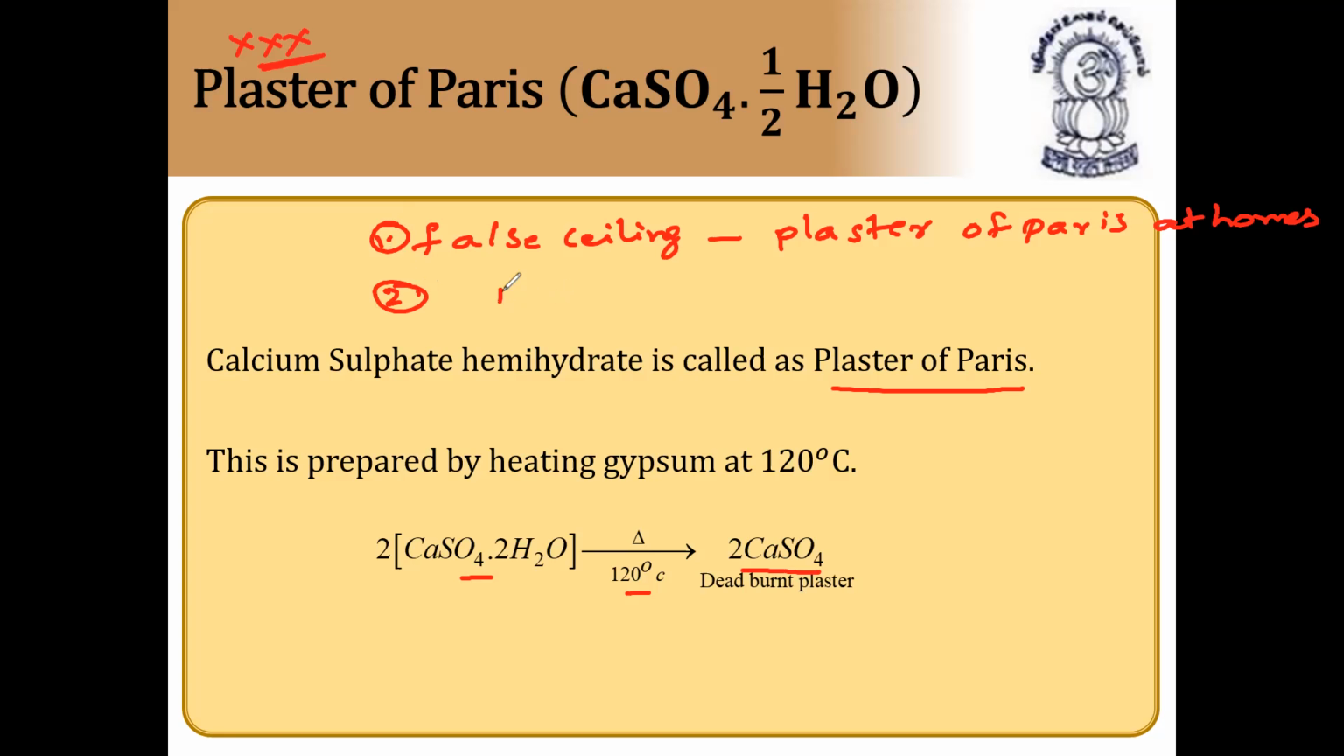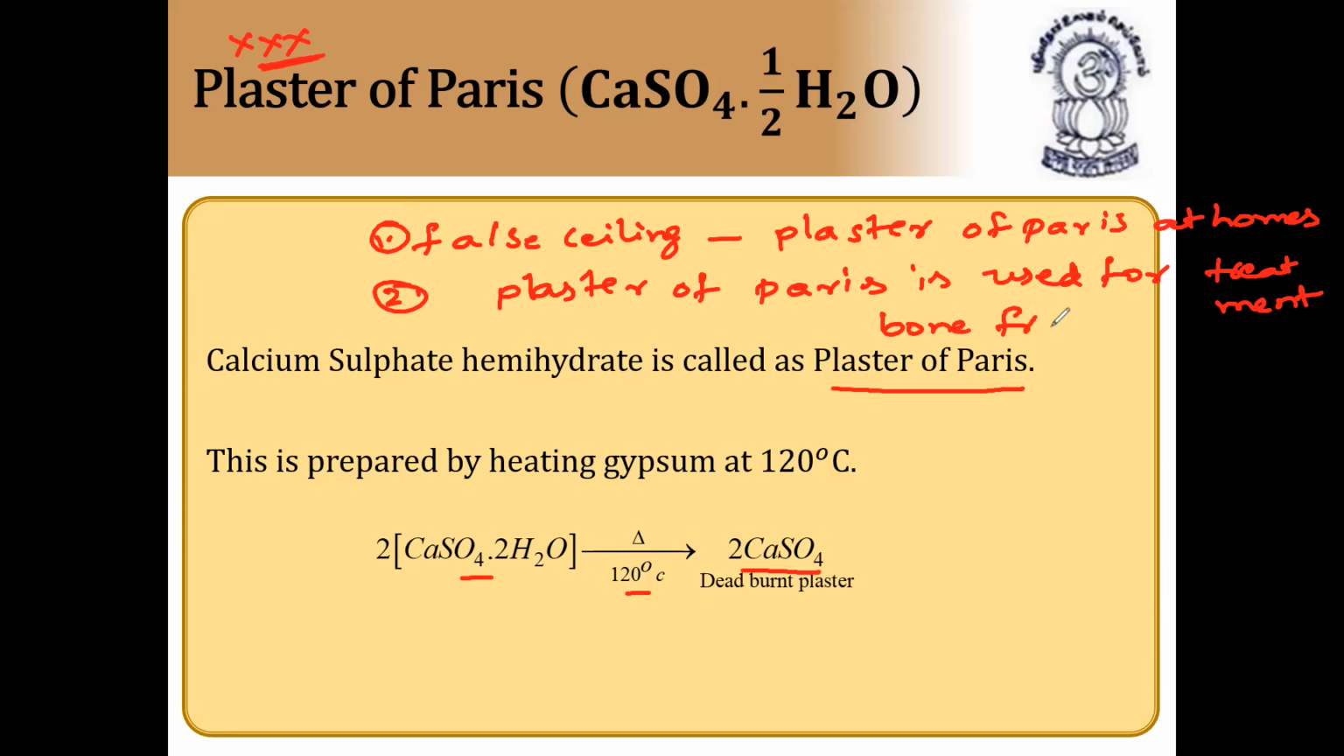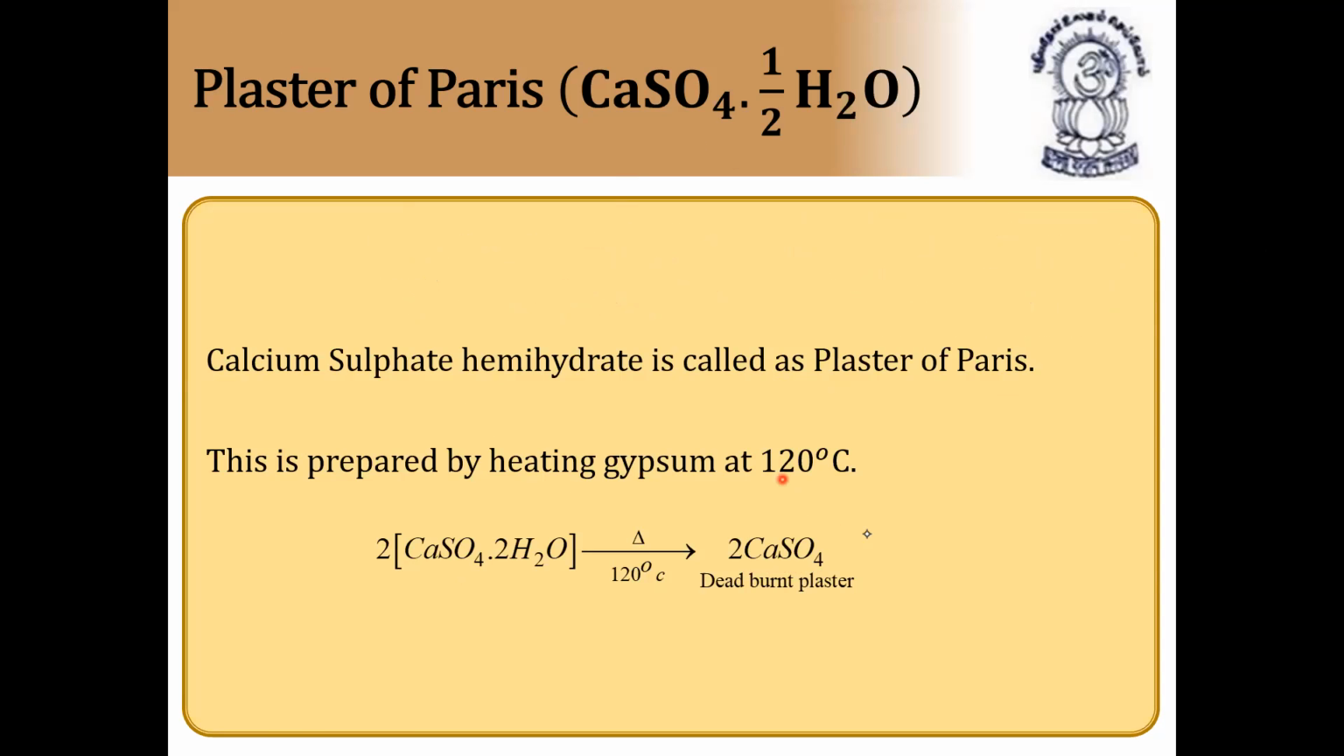Plaster of Paris is also used for treatment of bone fractures, bone fractures in our body during accidents. So this plaster of Paris is used for false ceiling and bone fracturing also. Next, continuation.